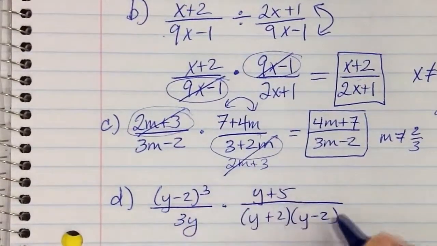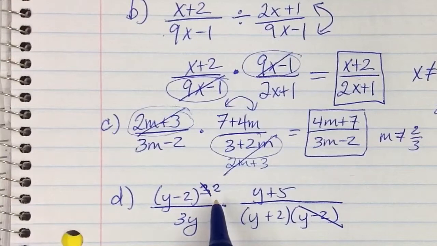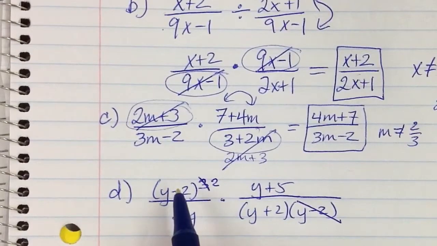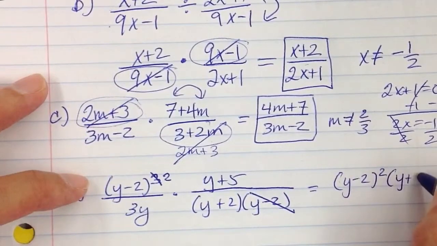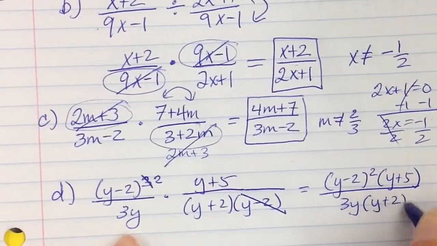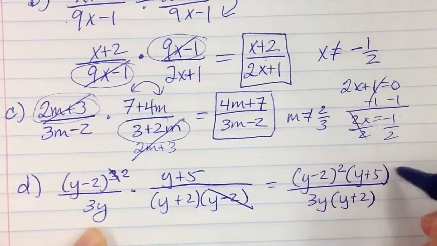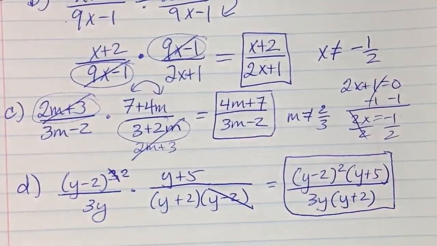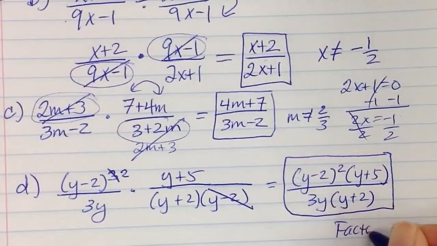How many of them can we cancel? 1. So we're going to cancel one of these, and if I cancel one of these, I can just drop that down to a 2. One of them cancels with this. So we just get y minus 2 squared times y plus 5 all over 3y times y plus 2. Do we want to multiply this all out, square all that, multiply it by the plus 5 and distribute this? No. You never have to multiply your answer out. Just leave it alone. Leave it in factored form. We want the answer in factored form.